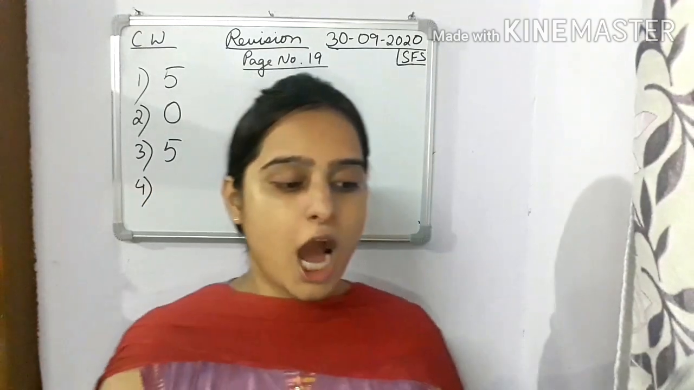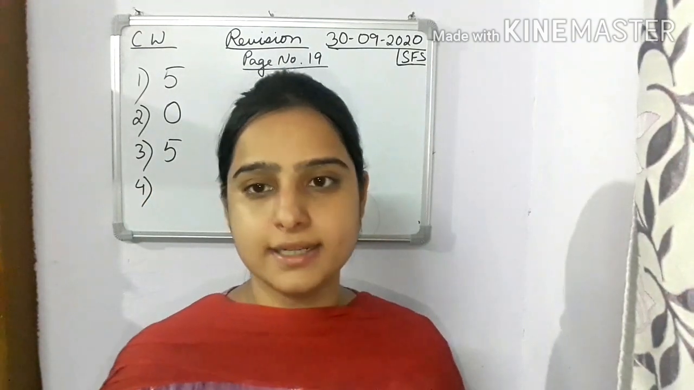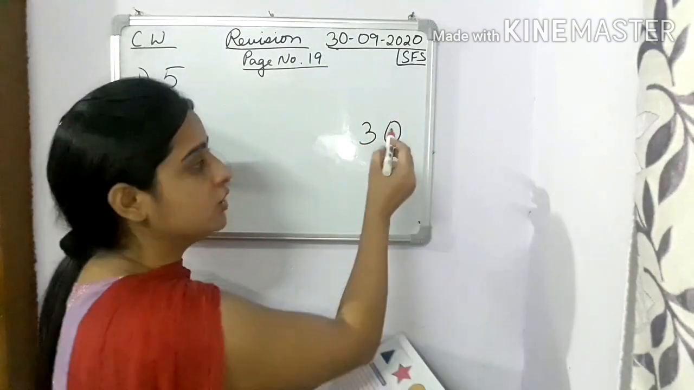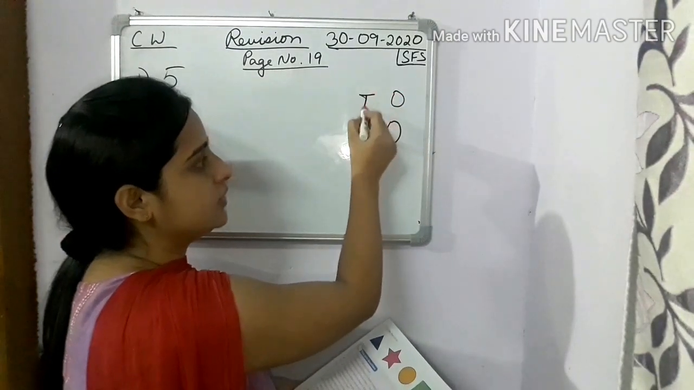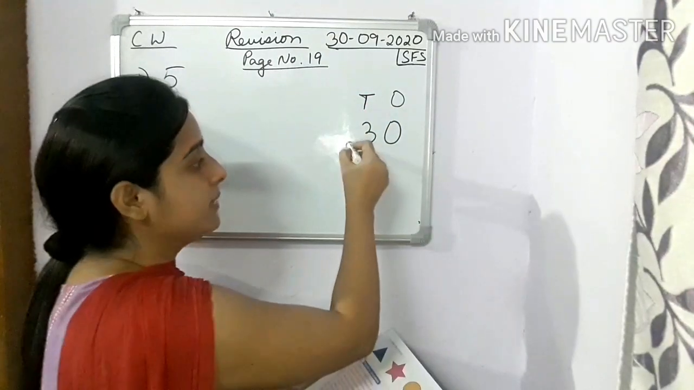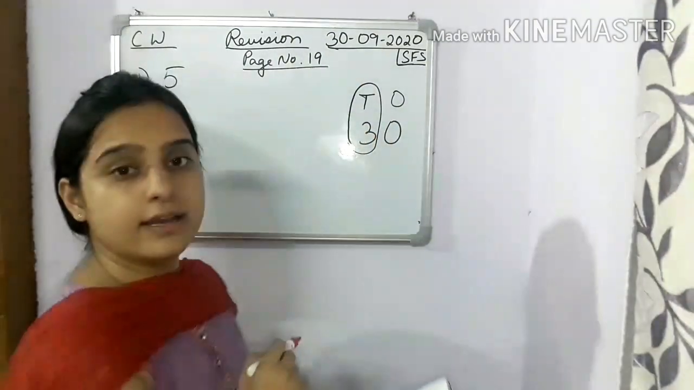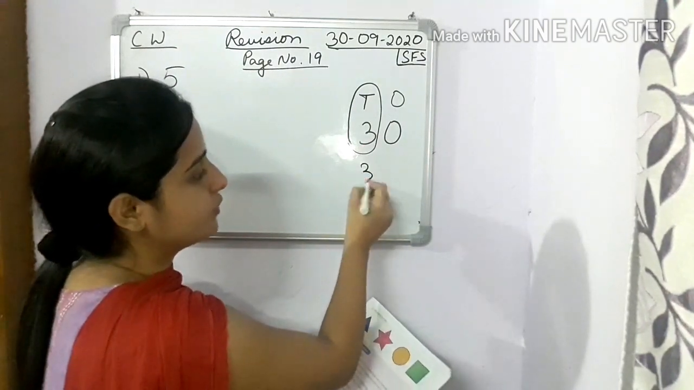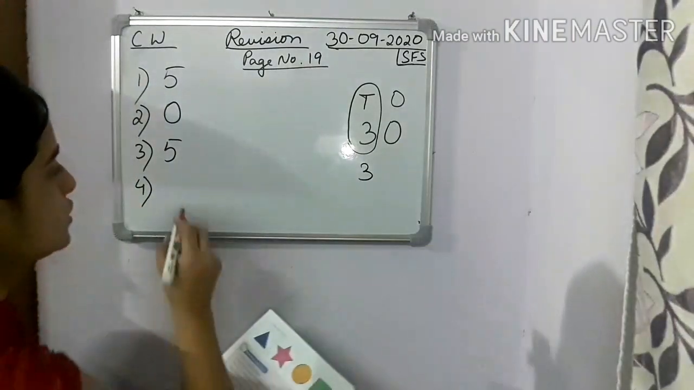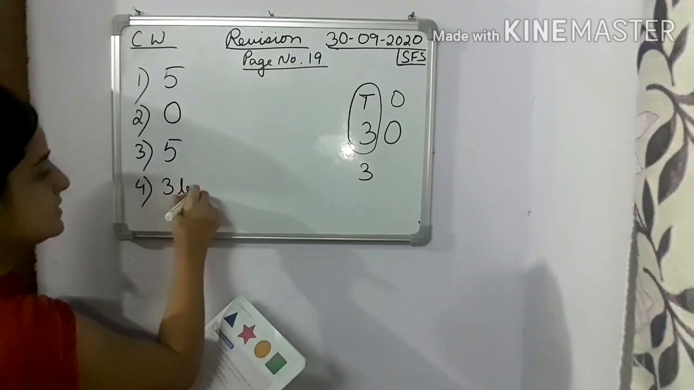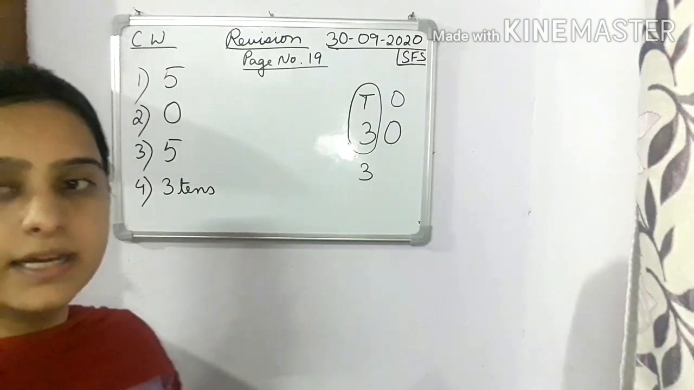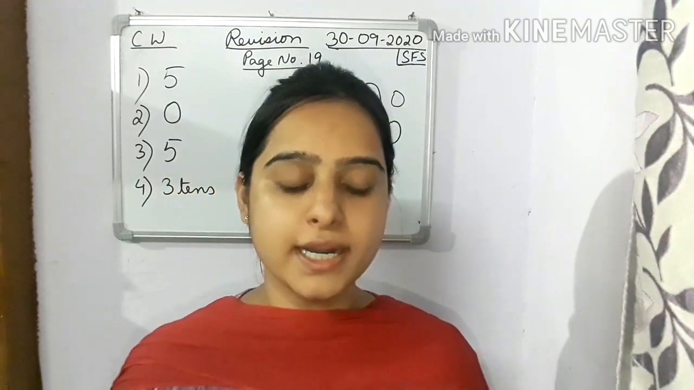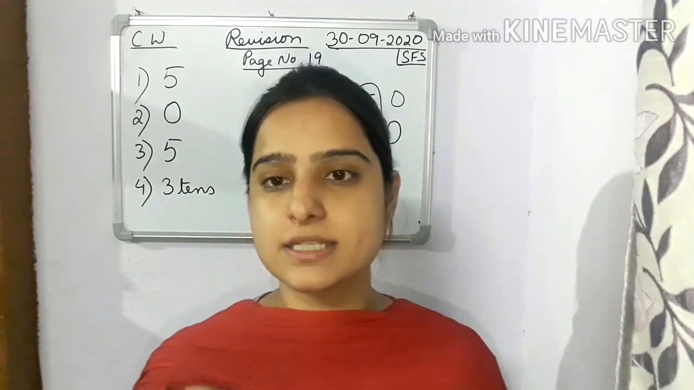Number 4, how many tens are there in 30? So in 30, how many tens are there? You know that 0 comes in 1's place and 3 comes in 10's place. So how many tens are there in 30, children? You can see there are 3 tens, isn't it? So what will be the answer? 3 tens. Clear?